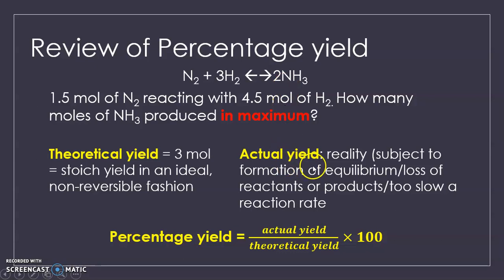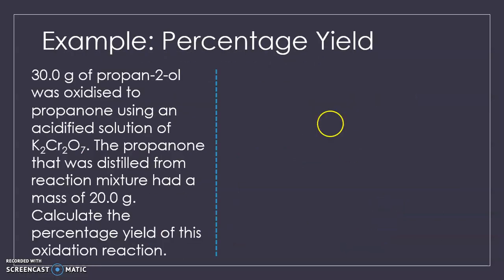And then actual yield is basically the reality. Mostly it's subject to formation of equilibrium, or loss of reactants or products, or reaction rate. So in organic reactions, rarely do we actually have a 100% percentage yield, because we always lose something in every single organic reaction. The conversion rate is always less than 100%. Let's look at one example.